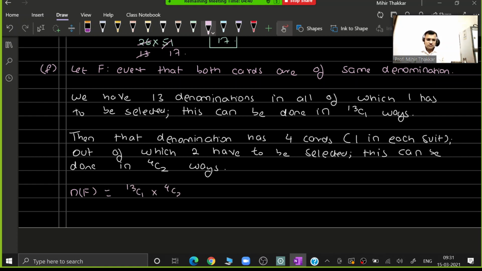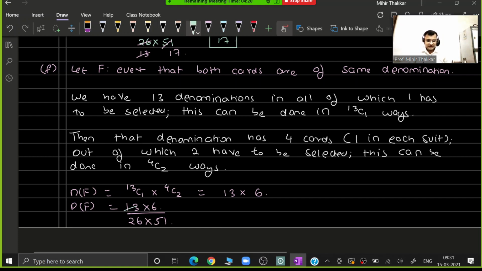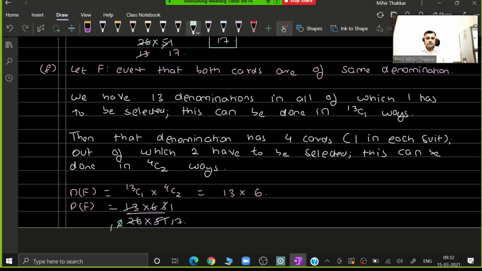13C1 into 4C2, which is 13 multiplied by 4C2, going to be equal to 6 if you solve that calculation. So P of F is equal to divided by 26 into 51. So once again 39 and 26 will get cancelled off. 2 into 1, 2 into 3, 3 into 1, 3 into 17. So the answer comes out to be equal to 1 upon 17.